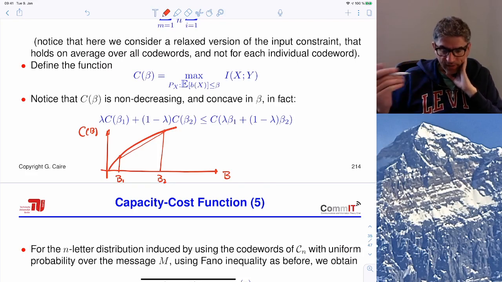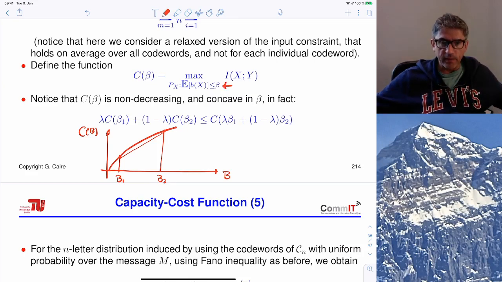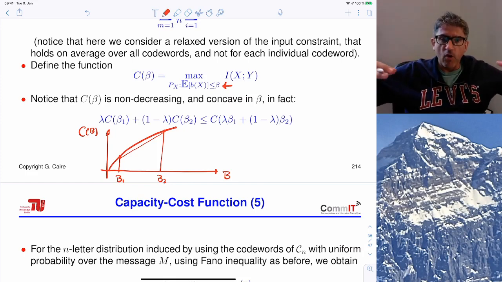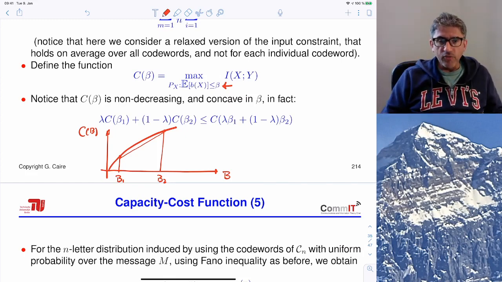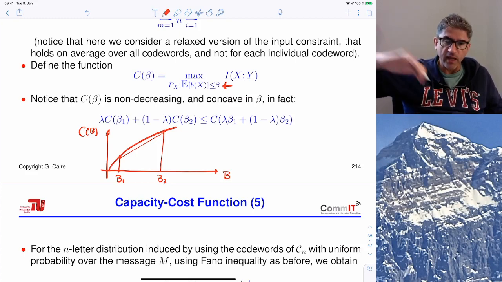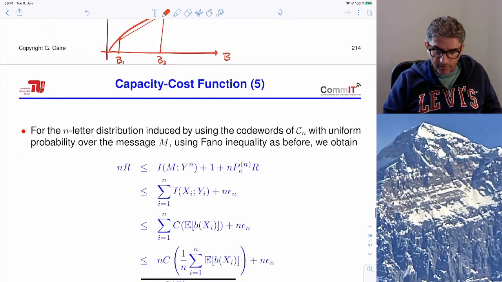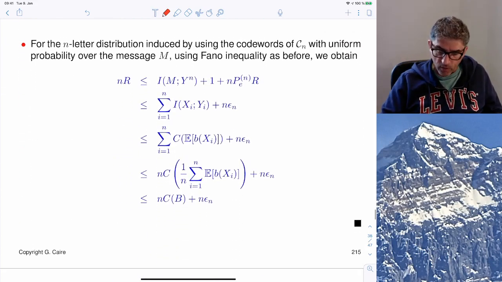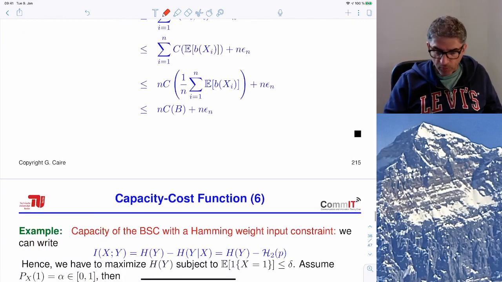Monotonically non-decreasing is obvious, because if you make this constraint larger, then you can only enlarge the set of probabilities over which we are maximizing, so the result certainly will not decrease. For the concavity, we have to work a little bit, but it's also easy to show. So that's a general property of the capacity cost function: it's always monotonically non-decreasing and concave. And once we have this property, we just work out the final inequality and prove the converse.